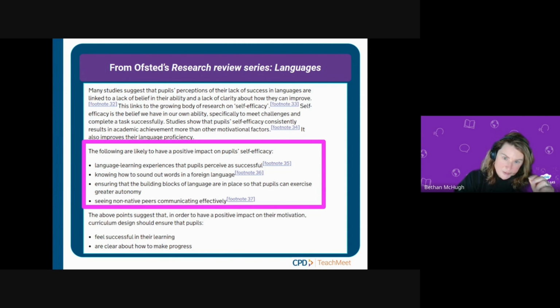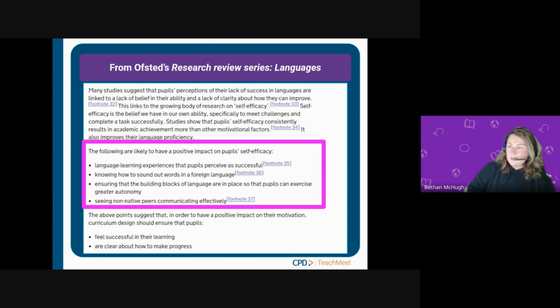So we want to use the opportunities that we can to help pupils feel positive about languages. Therefore, language learning experiences that they perceive as successful. A quick activity that they can successfully complete sets them up with a positive frame of mind for that lesson. Another one is sounding out words in a foreign language. A starter is a perfect opportunity for a reading aloud exercise or a phonics activity, ensuring that the building blocks are in place so pupils can exercise greater autonomy.